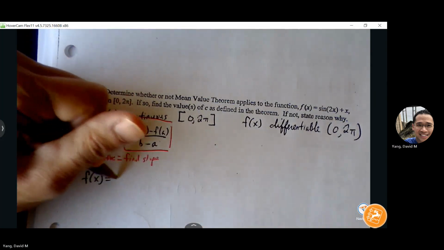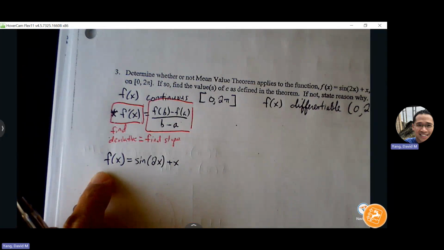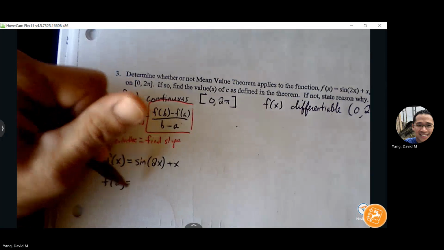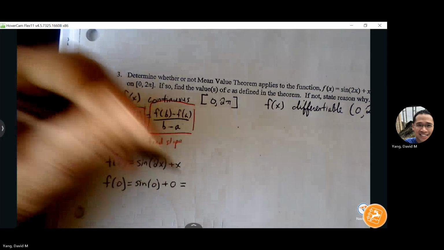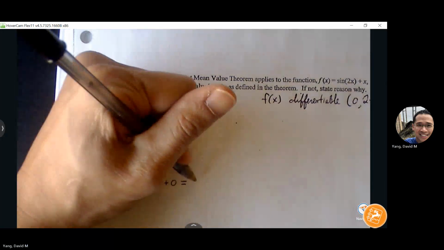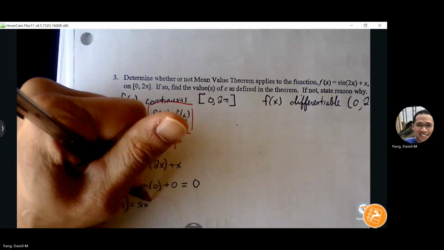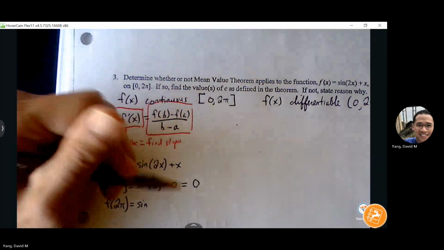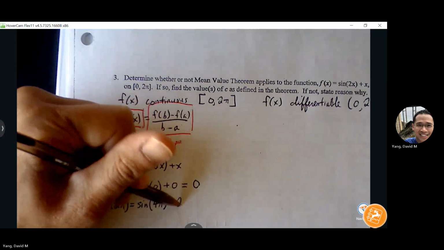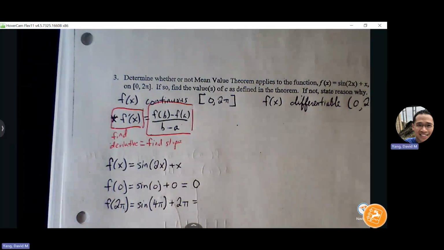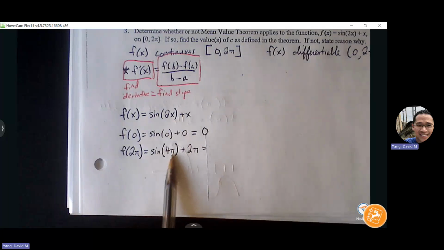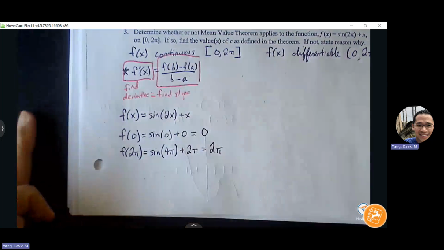So my function is sine of 2x plus x. We have our endpoints provided, so we'll need to find f of 0. We need to find f of 2 pi. What's sine of 0 plus 0? Just 0, okay. F of 2 pi. So I plug 2 pi into x. Sine of 4 pi, what's sine of 4 pi? Sine of 4 pi is the same thing as sine of 2 pi, which is the same thing as sine of 0. They're all going to be equal to what? Yeah, 0 plus 2 pi. Okay, so 0 plus 2 pi will be 2 pi.